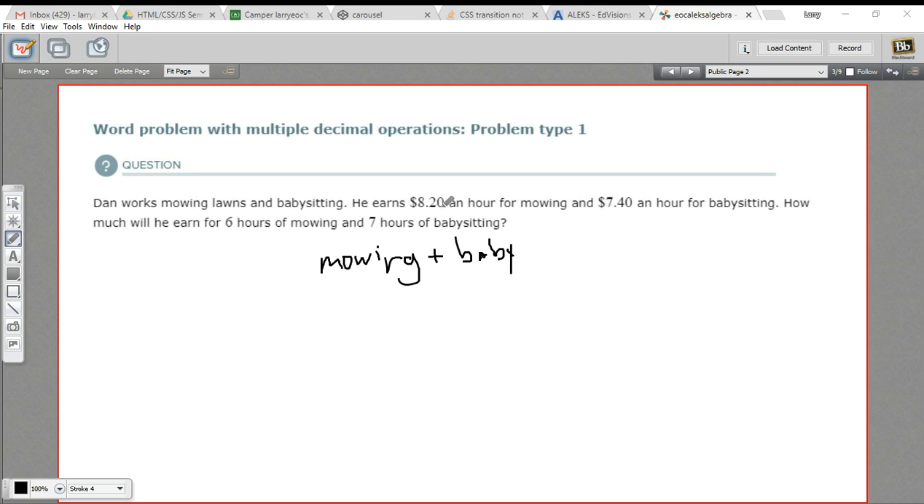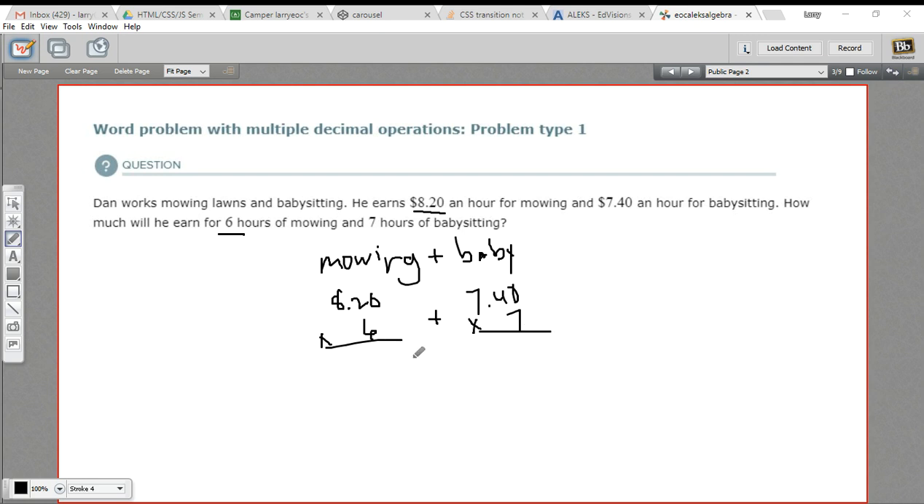So the amount of money for each of these is going to be the number of hours times the per hour rate. So for example, in the mowing lawns, which Dan did for 6 hours, that's going to be 6 times 8.20. And then we're going to add that to 7 hours of babysitting, so 7 times 7.40 for the babysitting.